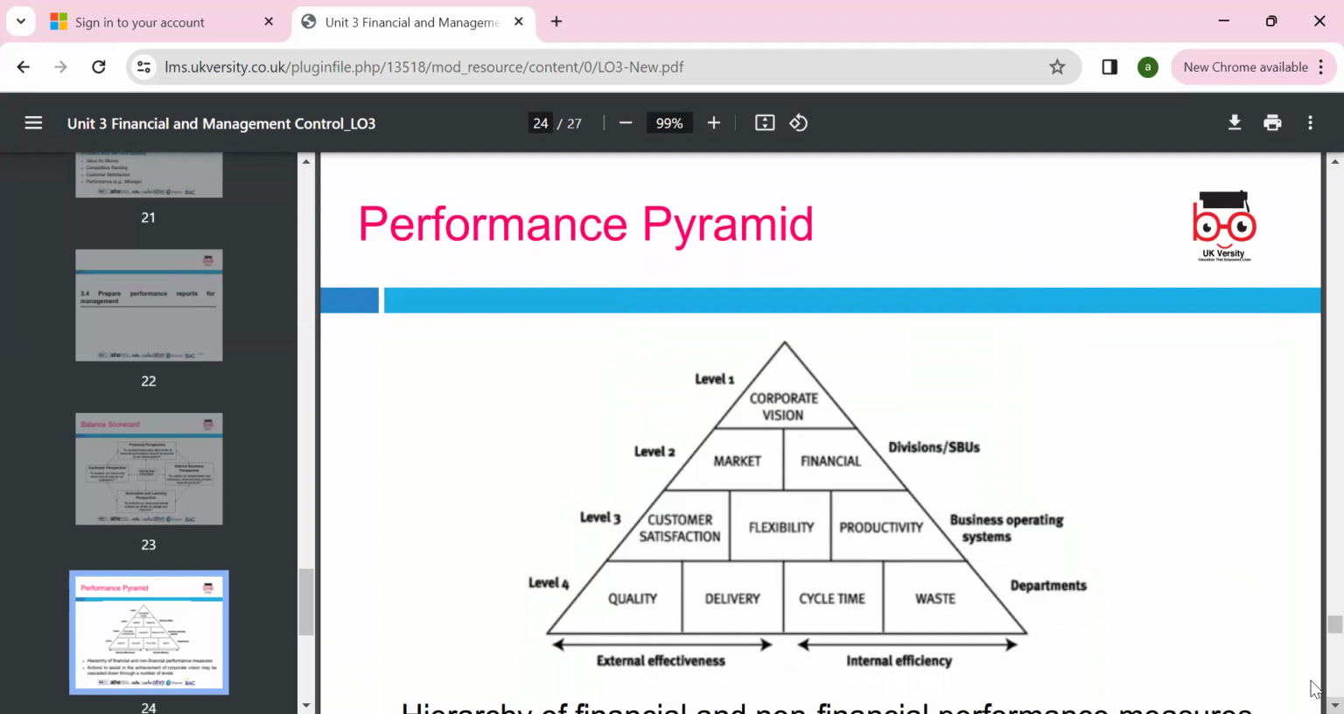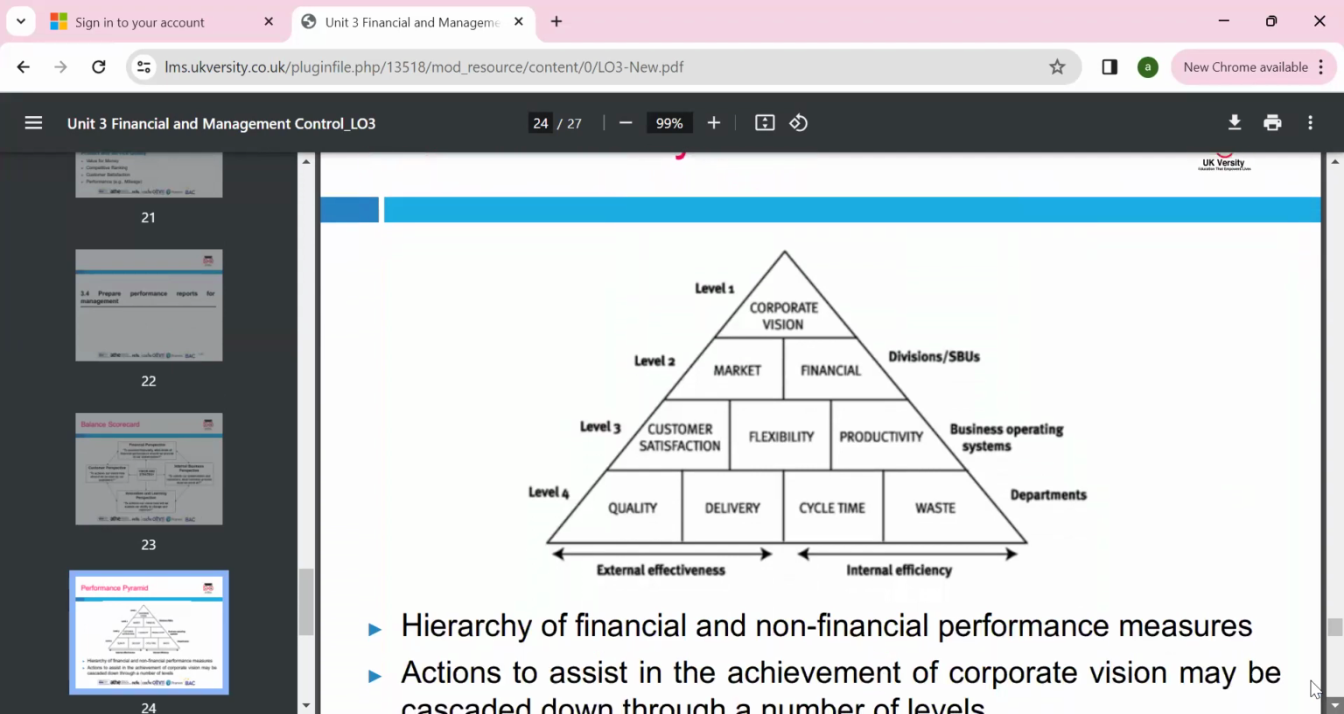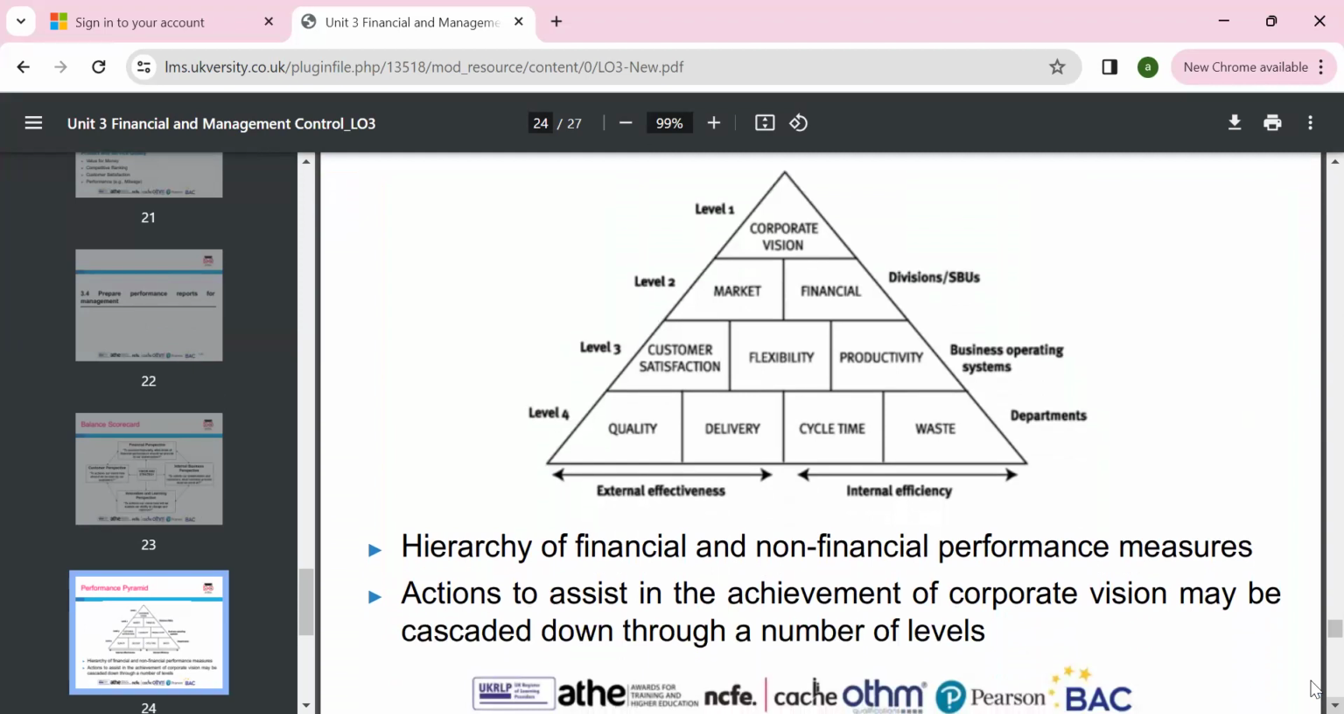So we can look at the department, the business operating systems, and each business unit. For example, think about Ford, which has the Ford Mondeo, Ford Fiesta, and Ford Focus. Each one is an SBU, a strategic business unit. So the hierarchy of financial and non-financial performance measures and actions to assist in achieving the corporate vision may be cascaded down through a number of levels.